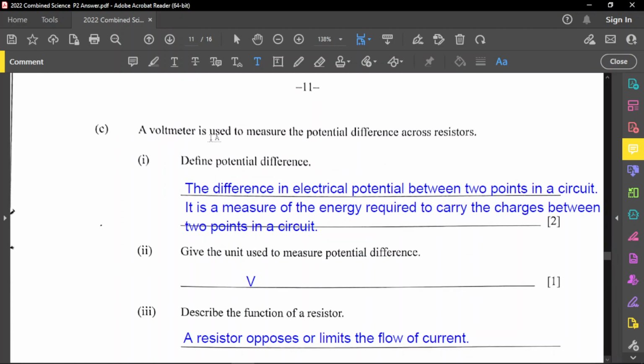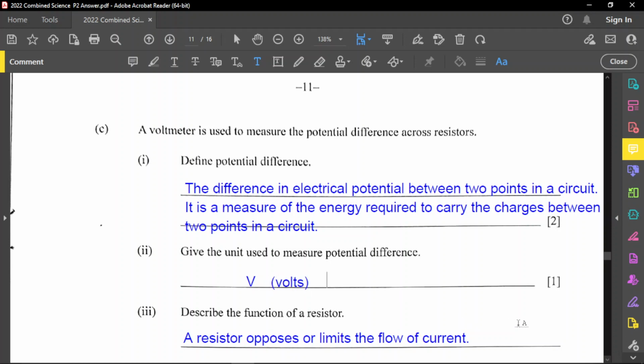For part C, a voltmeter is used to measure the potential difference across resistors. Define potential difference. Potential difference is the difference in electrical potential between 2 points in a circuit. It is a measure of the energy required to carry the charges between 2 points in a circuit. A point to note, it is measured in volts. As a matter of fact, there is a question here to give the unit used to measure potential difference. The unit is V, which is volts. I must put that in brackets, so it will be volts.